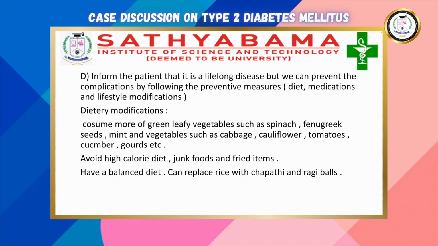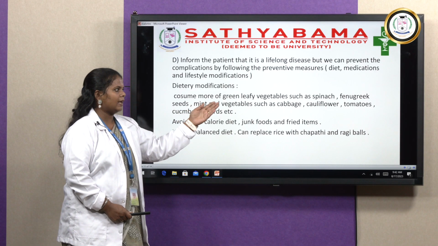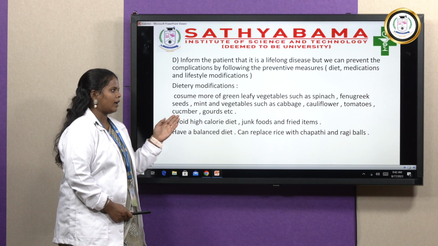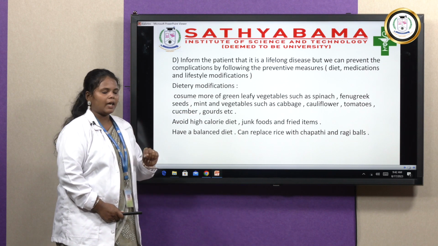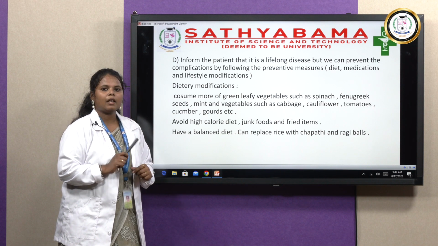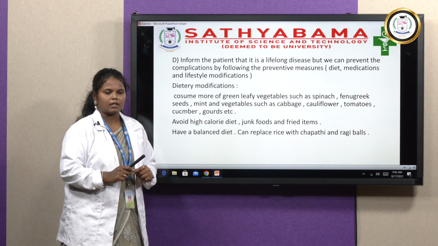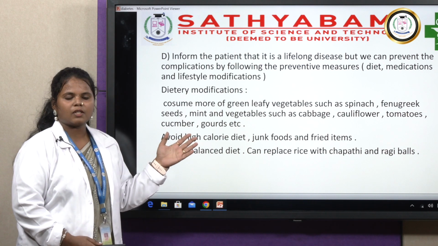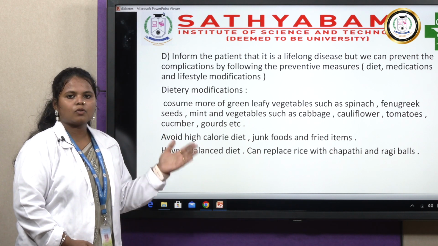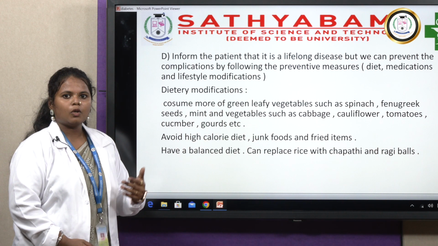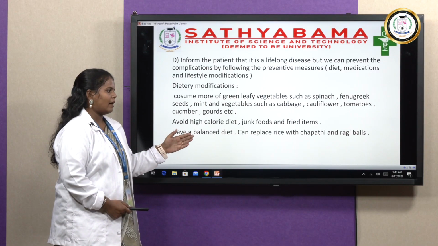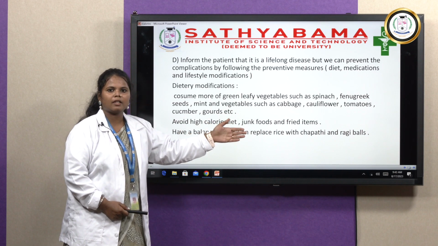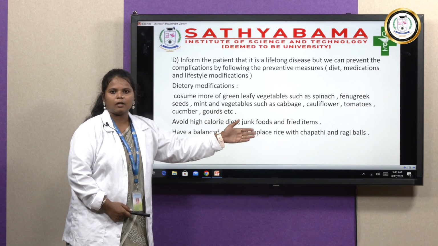So the first thing you are going to tell is his dietary modifications. The patient should eat more green leafy vegetables, spinach, fenugreek, cabbage, cauliflower, cucumber, gourds and so on. He should completely avoid junk foods. And since the patient is just 40 years old, you can tell him to do some aerobic exercise also, to make him very active and improve his quality of life. He should have a balanced diet. Instead of eating rice, he can take some roti and ragi balls.